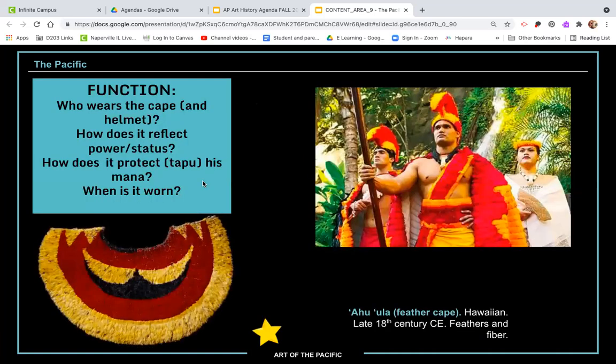So of course, functionality of it, who wears the cape and the helmet? Who is the person who gets to wear this lovely thing? Yeah, go ahead. The chief. The ruler gets to wear it. And how does it reflect his power and status? What's the visual evidence that says he's important? Let's look at him. Let's look at the conceptual image I included. Not in the 250. This is the only image we're getting.